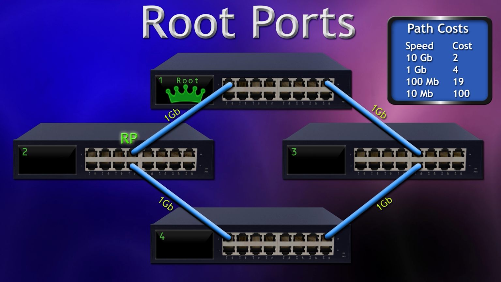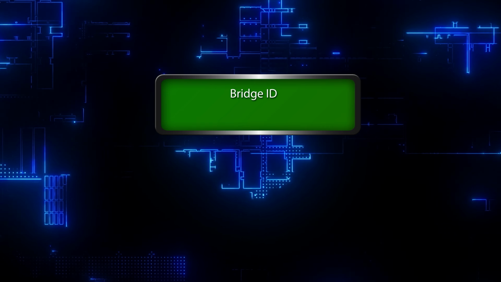Switch 3, same story. Top port cost is 4, bottom port is 12, so the top port is the root port again. But switch 4 is a bit different. The root path cost on the left port is 4 plus 4, so 8 total. And the port on the right is also 8 total. So in this case, we need another factor in root port selection. It will be the switch port with the lowest sender bridge ID.